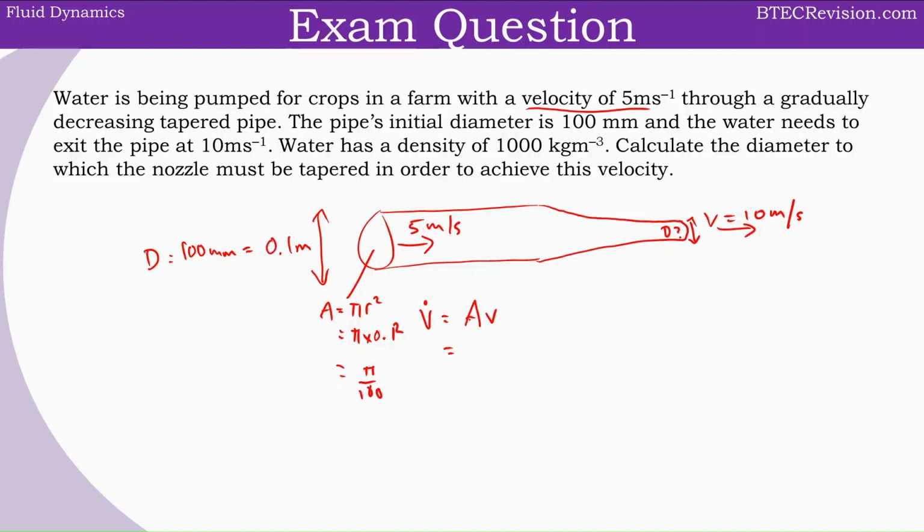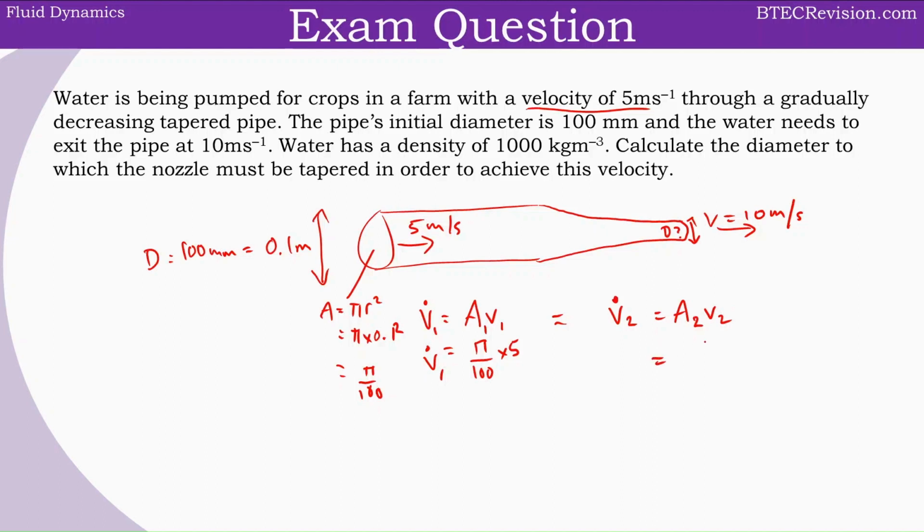So that is an area of pi over 100. Velocity is 5, so that's times 5. Because that's the volumetric flow rate at the left side, and this is for 1. And this should be equal to the volumetric flow rate on the second side. And if we work that out, that's going to be area 2 times the velocity of 2.